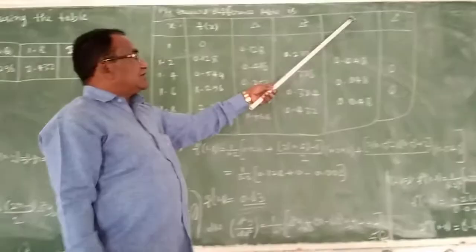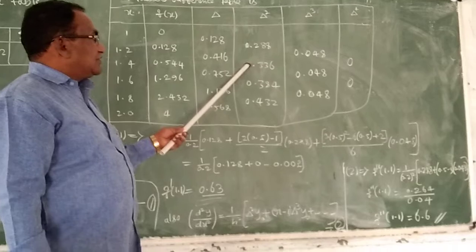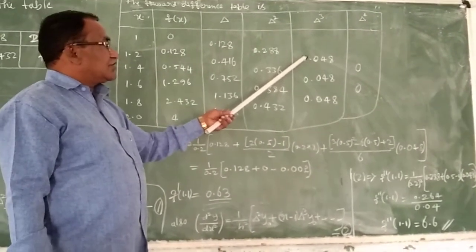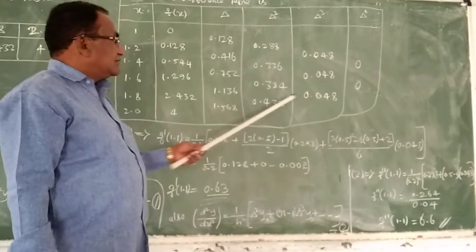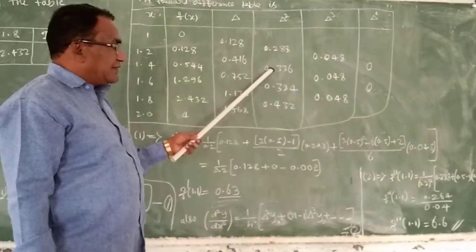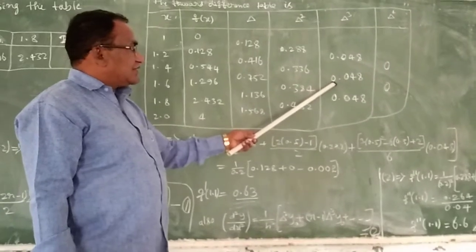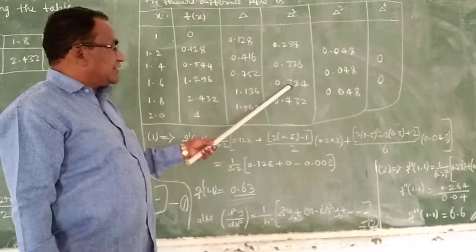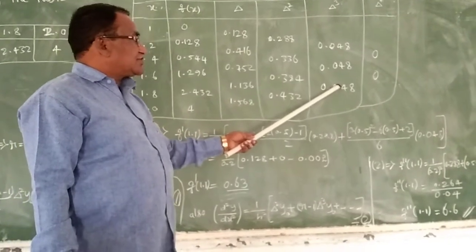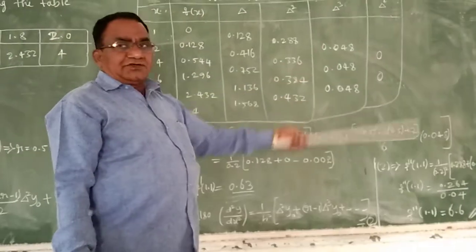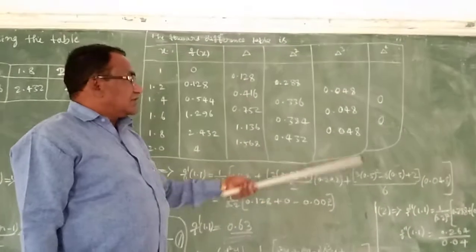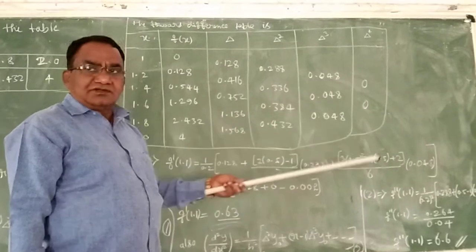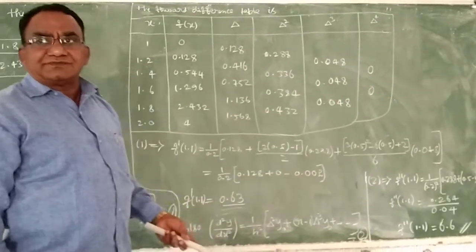Similarly, you find the third delta cube here. For that, 0.336 minus 0.288, which is equal to 0.048. Next, 0.384 minus 0.336 is 0.048. Next, 0.432 minus 0.384 is 0.048. And to find delta to the power 4, it is 0.048 minus 0.048, 0. Same thing, here also we get 0.